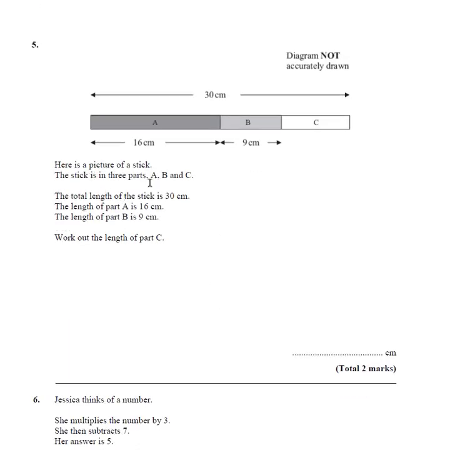Question 5. Here is a picture of a stick. The stick is in 3 parts, A, B and C. The total length of the stick is 30. The length of part A is 16. And B is here. Work out the part C. I hope you can do that. This whole length must be 30. You've got this. You just need to find out what's missing.